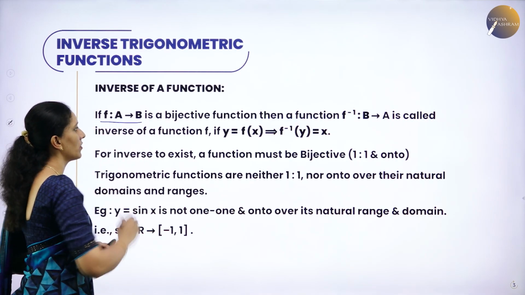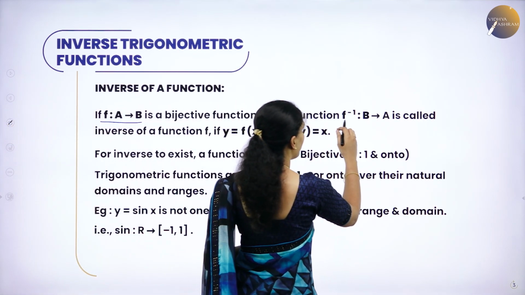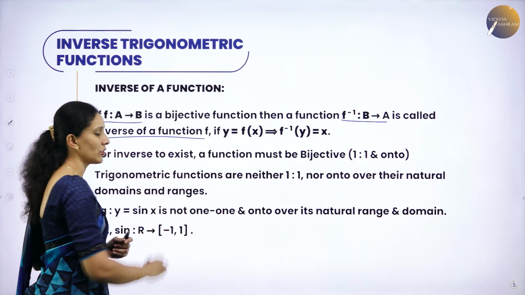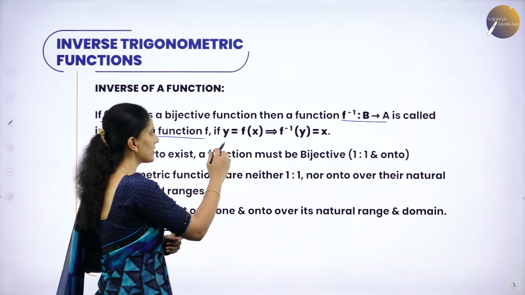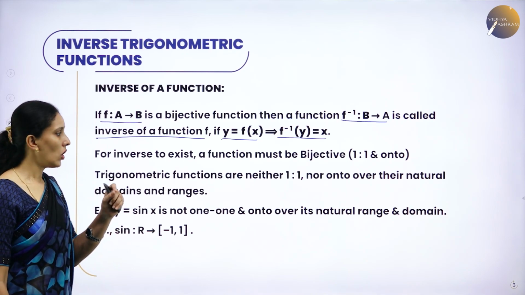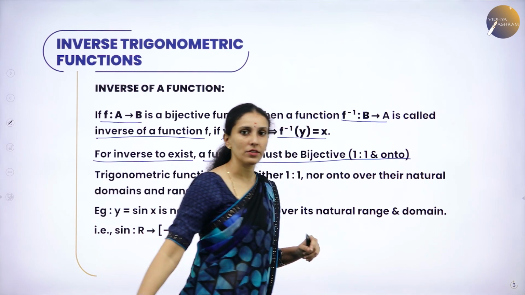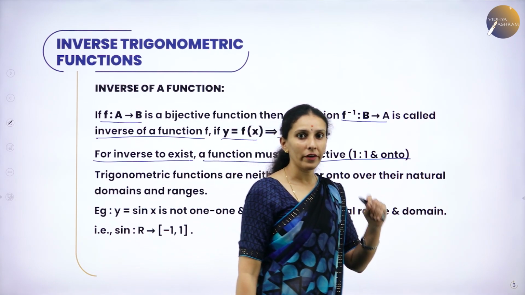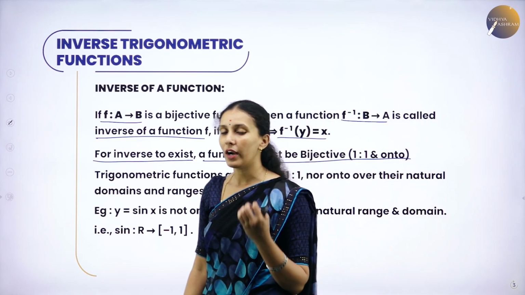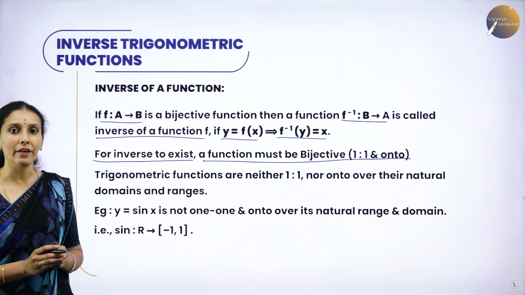Suppose f is a function from A to B, a bijective function. Then, the function f inverse from B to A is called the inverse of a function, and suppose y is equal to f of x, then we write f inverse of y is equal to x. Also note that for inverse to exist, a function must be bijective, that is 1-1 and onto. So we already know that if a function satisfies both 1-1 and onto conditions, then we call it a bijective function. All bijective functions have inverses.